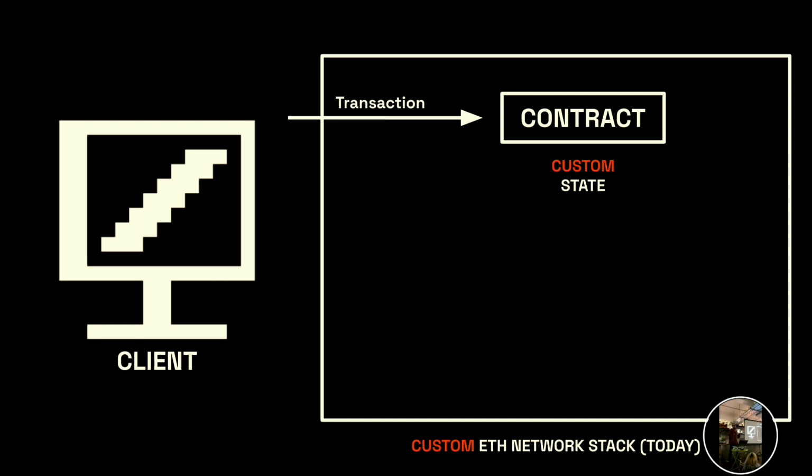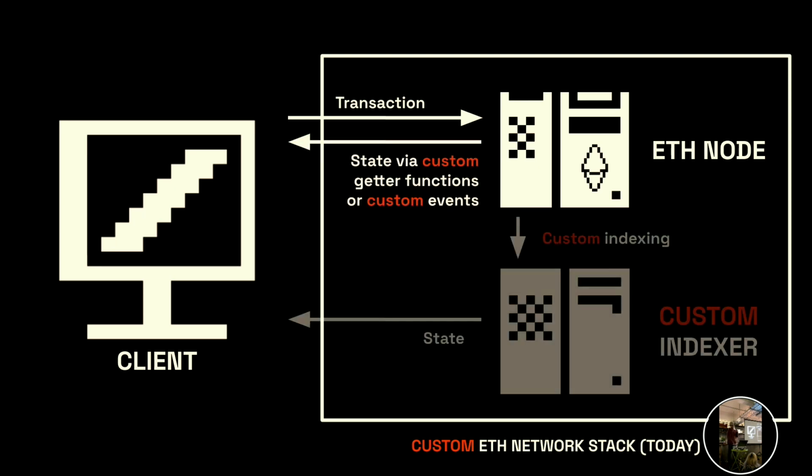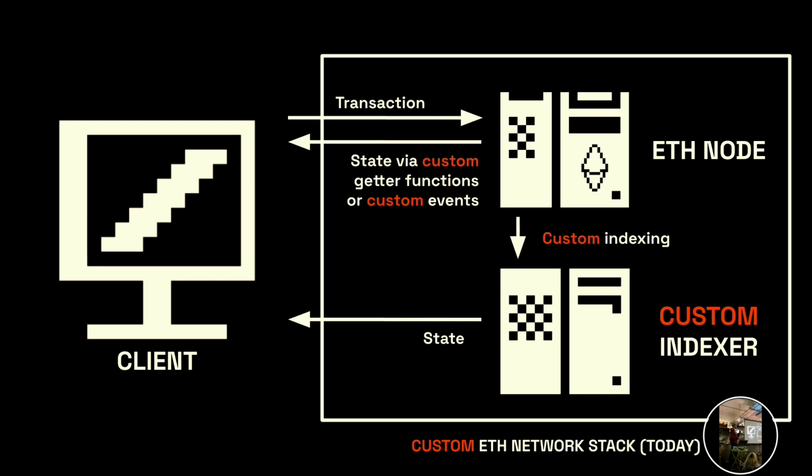And then once the contracts are done, engineers face another challenge, which is connecting their client with their contracts. Because every contract state is specific to the contract they wrote, they have to write their own specific network stack, set up some custom getter functions and custom event sourcing, and maybe a custom indexer to synchronize the client state with the contract state.